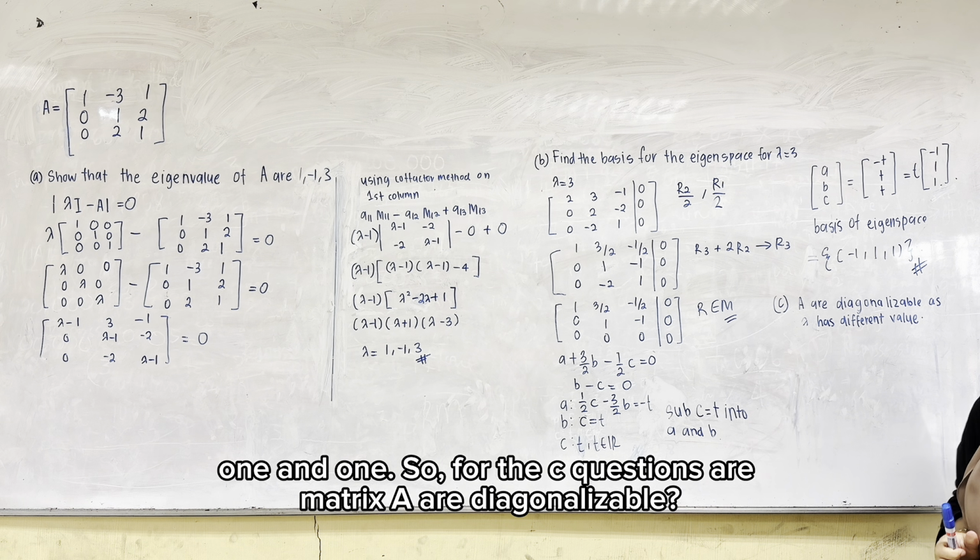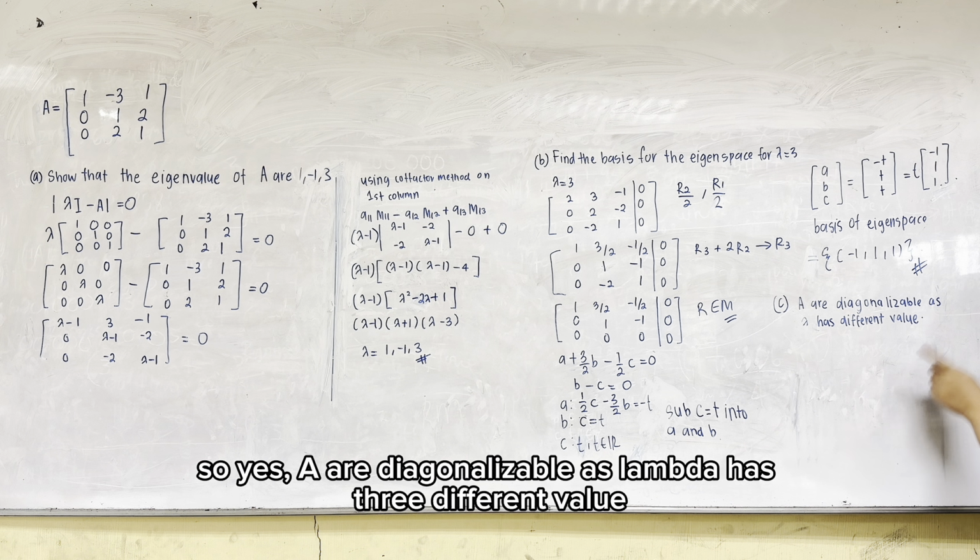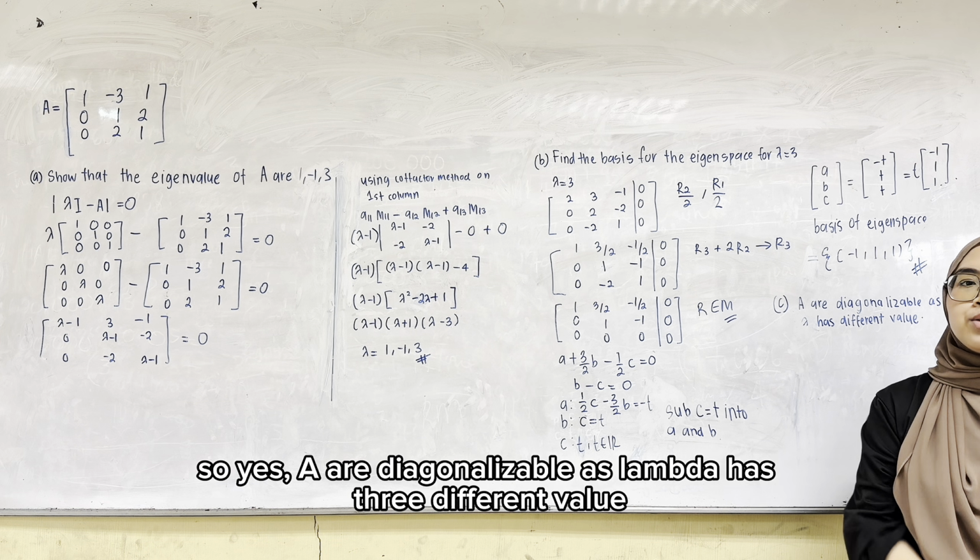For part C, is matrix A diagonalizable? Yes, A is diagonalizable as lambda has 3 different values.